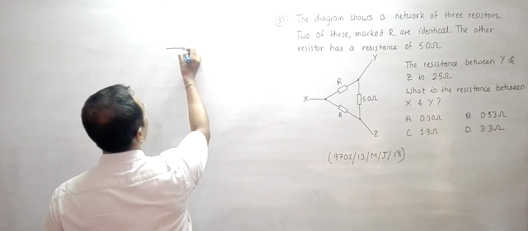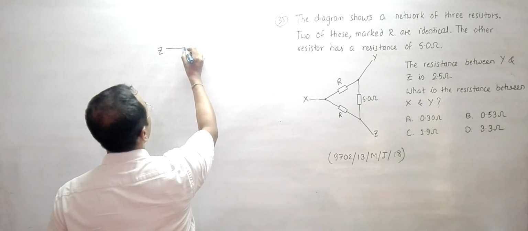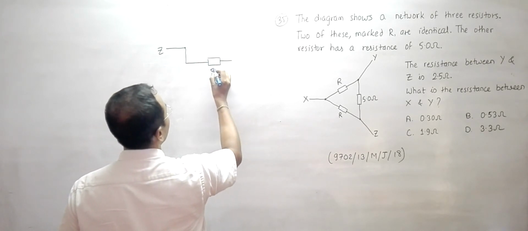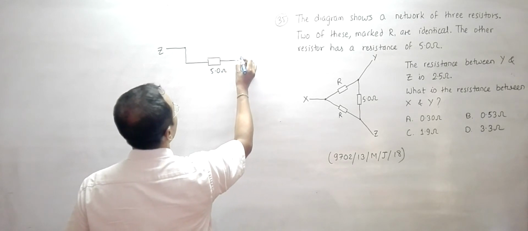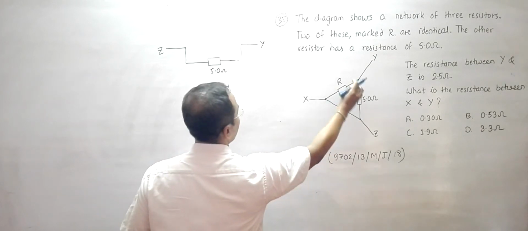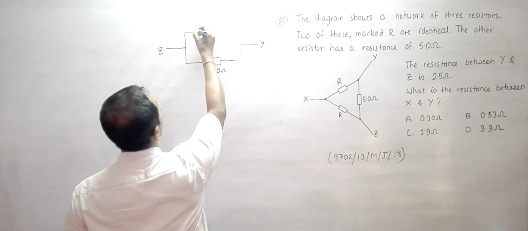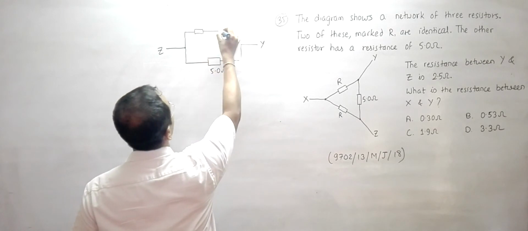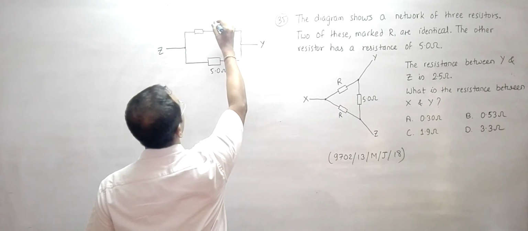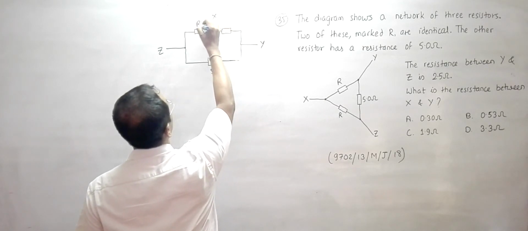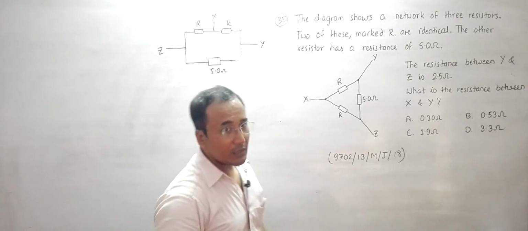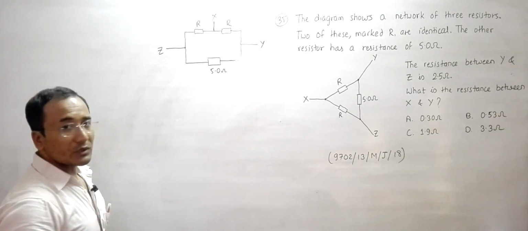This point will be Z. From here I will have this 5.0 ohm, and from here it goes to the point Y. Now I'll draw this: here it will be this small resistance R, and again I will have this R, and this will be point X. So instead of a triangle, I have changed the shape into a rectangle.